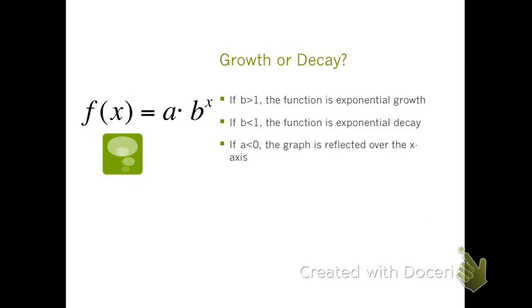You can tell by looking at the function if it's going to be growth or decay by looking at the base. Base is greater than 1 will be exponential growth. Base is less than 1 will give us decay. The a value does not affect this, but if we have a negative a value, it's going to flip the graph over the x-axis. The same thing will happen if you have a negative x in the exponent.